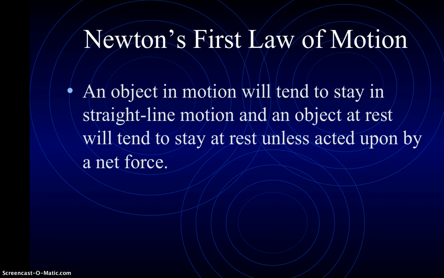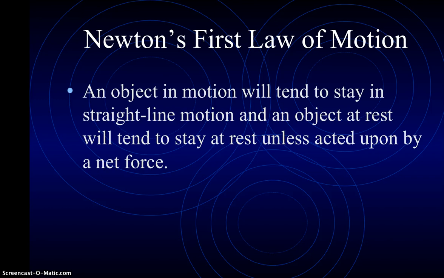So, Newton's first law of motion. Newton came up with 3 laws of motion that just in general tell us that there has to be a force acting on the planets. His first law of motion is that an object in motion will tend to stay in motion, and an object at rest will tend to stay at rest. Both of these things are true unless that object is acted on by a net force.